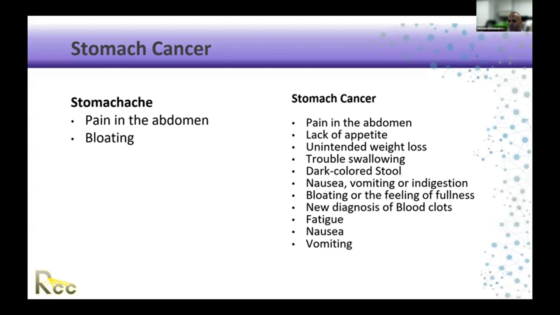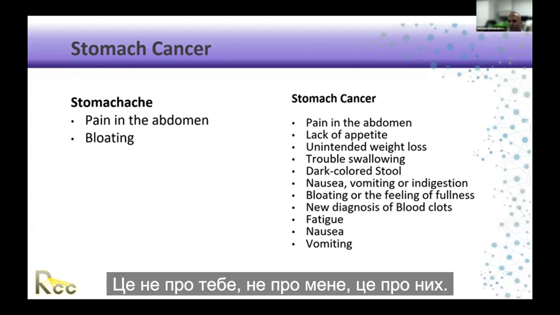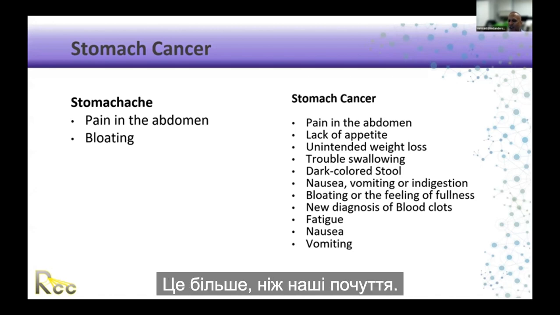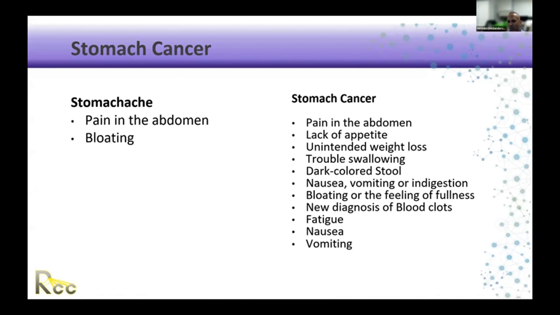This is real. It's not about you. It's not about me. It's about them. It's bigger than our feelings. This is what happened.